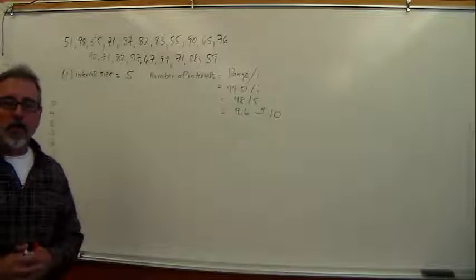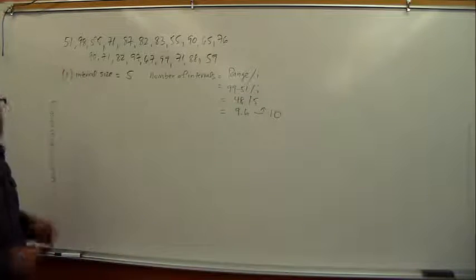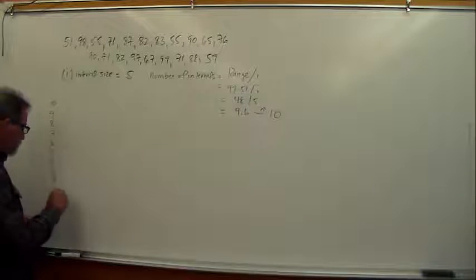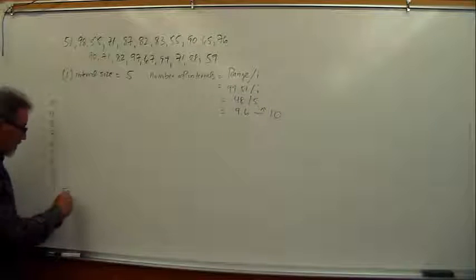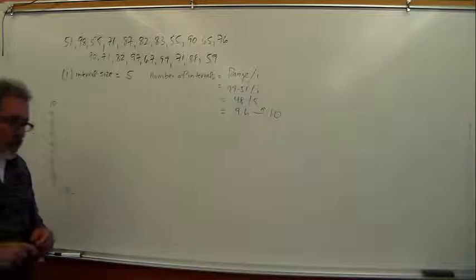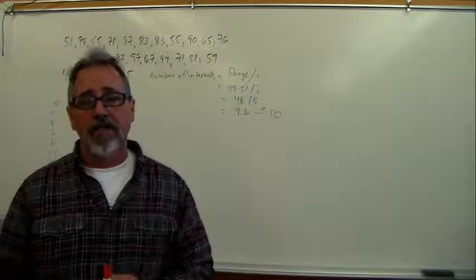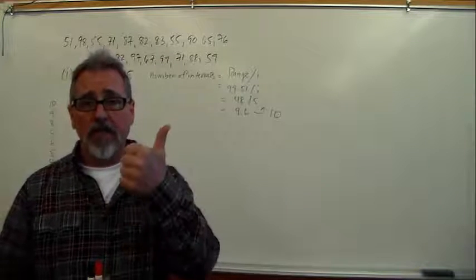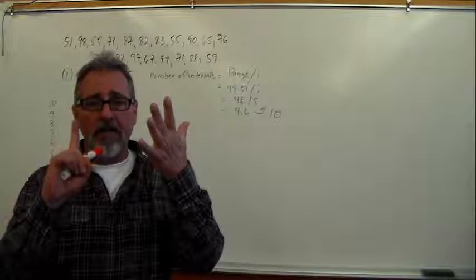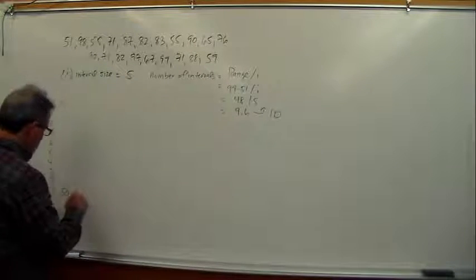Since we know we want to use multiples of 2s or 5s, a good general rule is take your lowest number, 51, and start at the multiple of 2 or 5 right below it. So 50 is a good place to start right there. The lower limit is 50. Now, since we have an interval size of 5, let's remember that 50 to 55 is not an interval size of 5. It's an interval size of 6. Watch. 50, 51, 52, 53, 54, 55. That's 6. So 50 to 54 is an interval size of 5.